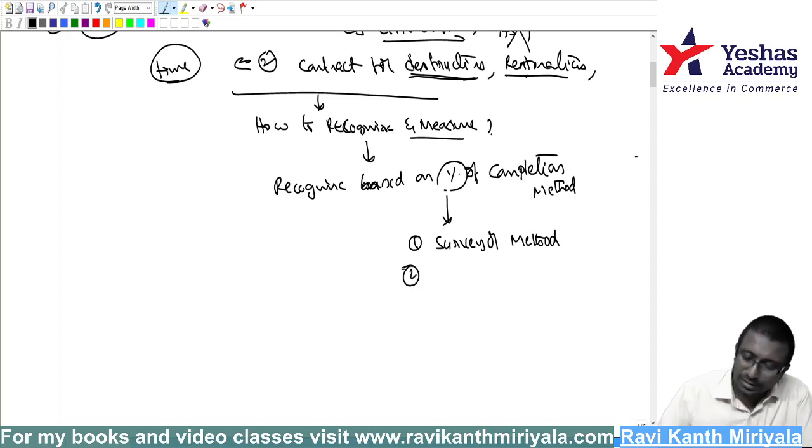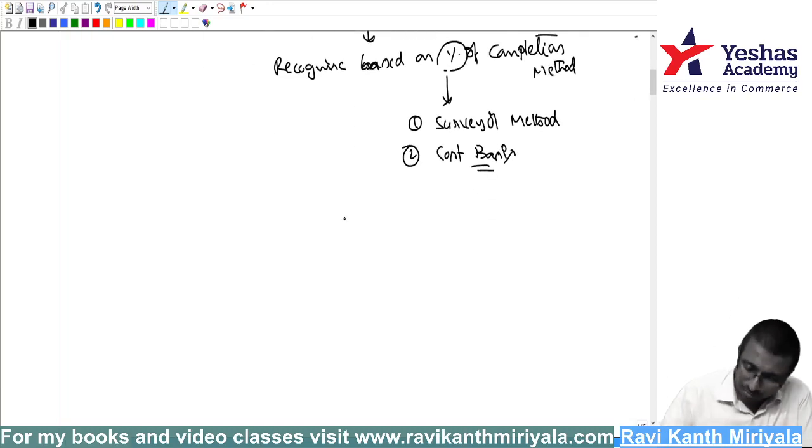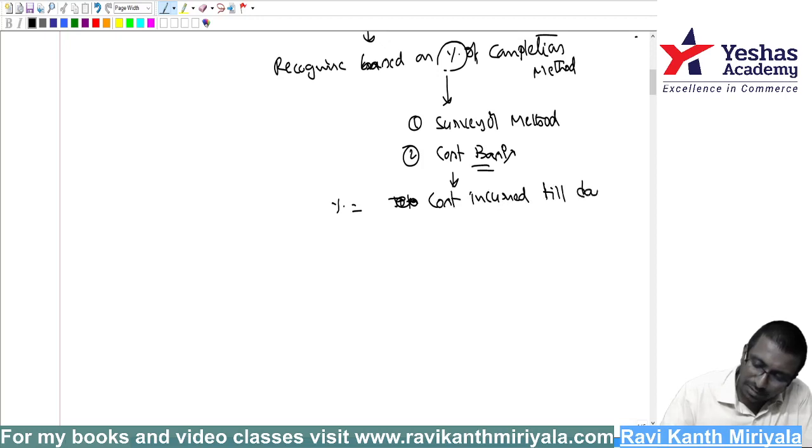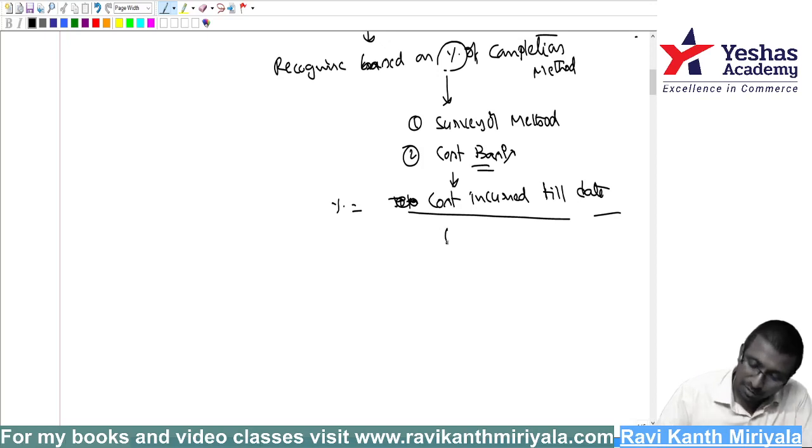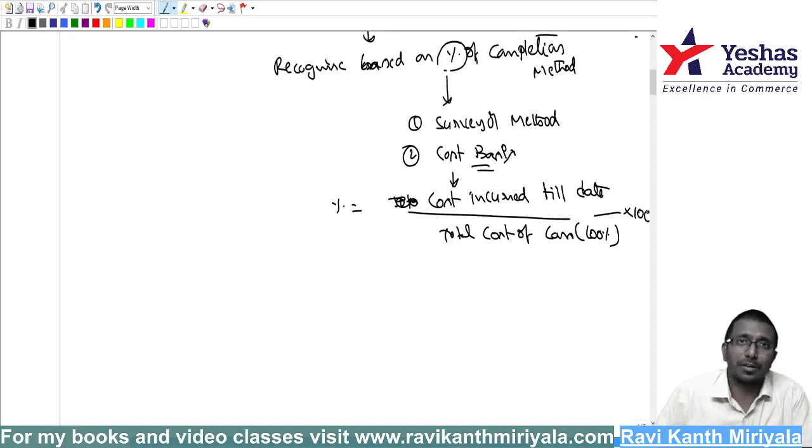That is one method. Second method is what? Cost basis. Sir, how do you do it on cost basis? How do you calculate the percentage? Cost incurred till date, till the balance sheet date, divided by total cost of construction, that is the total cost for constructing 100% of the job, into 100 because you want a percentage. That's it.